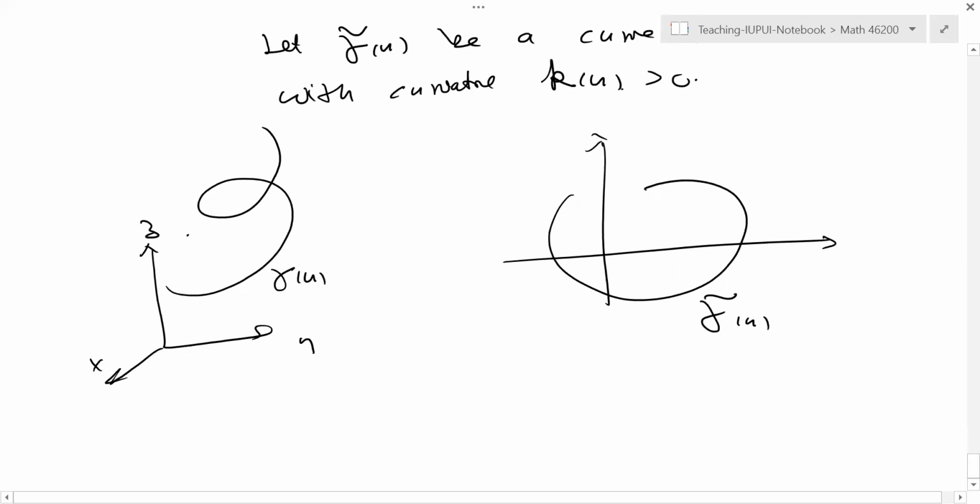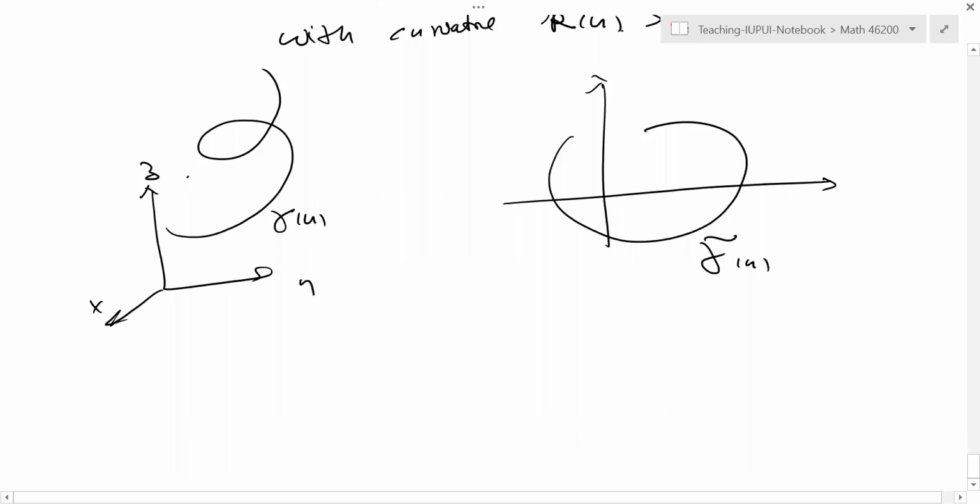Okay. So what I'm going to do here is construct a surface. All I have to do is find the surface patch. Okay, find the surface patch.